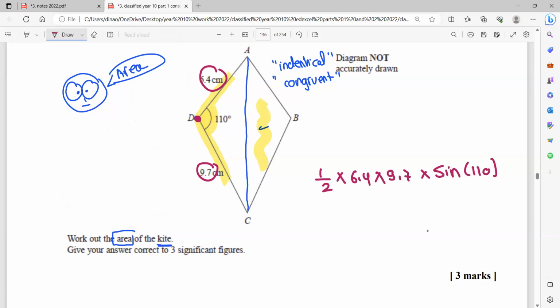So as we said, this is the area of one triangle only. Now I need 2 triangles, so all I need to do is just double it, multiply by 2, and this would be the area of the kite. Okay, and then now just place it as it is on the calculator. 2 times half times 6.4. Is it 6.4? Yeah, let me just make sure. Yes, 6.4 times 9.7 times sine 110. Okay, and then on the calculator, I will get an answer, which is 58.3 after rounding immediately.